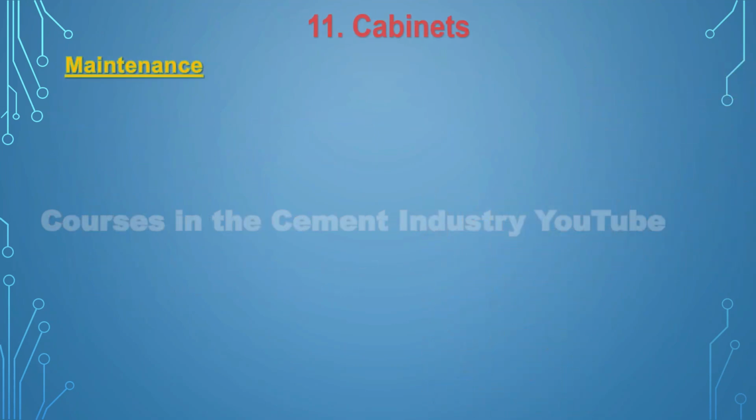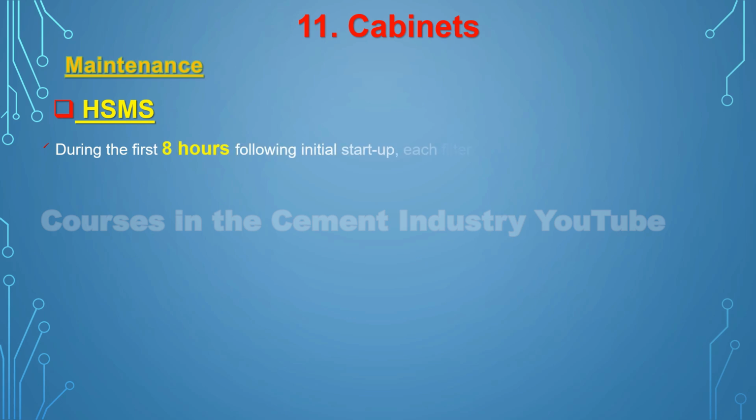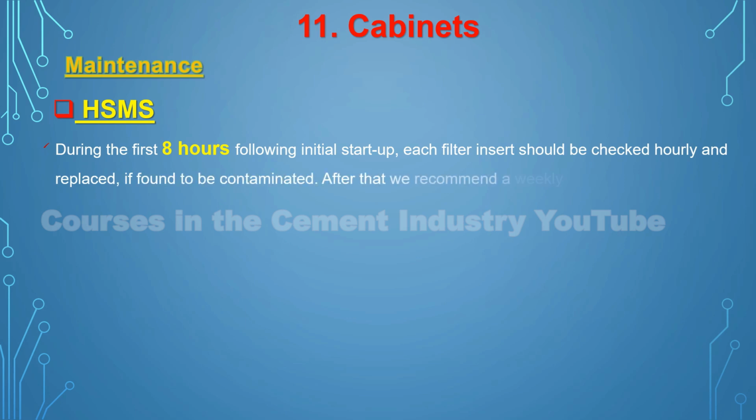Maintenance for cabinets. HSMS. 1. During the first 8 hours following initial startup, each filter insert should be checked hourly, and replaced if found to be contaminated. After that we recommend a weekly filter check, and an exchange as necessary.